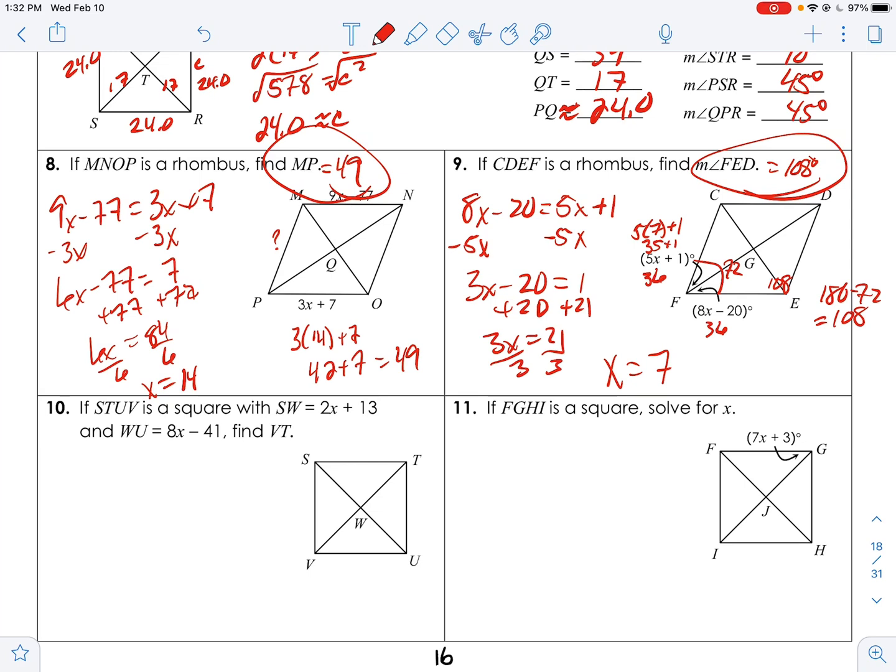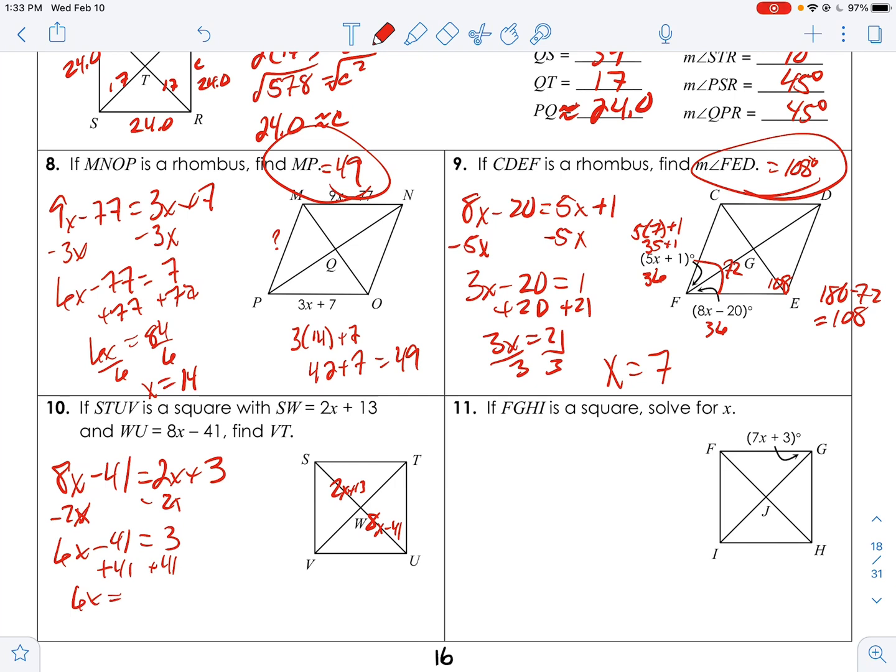So if STUV is a square, with SW being 2x plus 13, and WU being 8x minus 41, find V all the way to T. Well, V to T is going to be the same as S to U, and I just need the parts. And those parts are equal. So 8x minus 41 is equal to 2x plus 13 minus 2x. Let me just algebra real quick. 6x minus 41 equals 13.